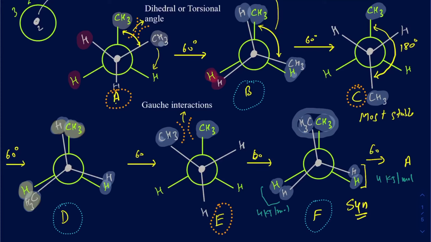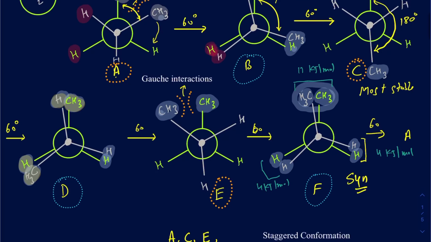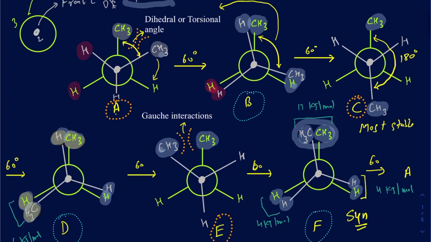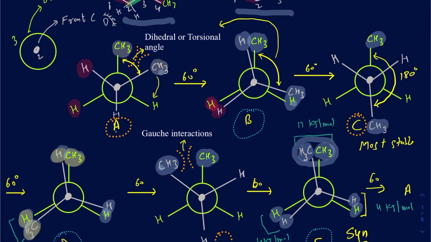When we're looking at your methyl interactions, like in this particular case, their energy cost is about 11 kilojoules per mole. And then when we're looking at hydrogen and methyl, their energy cost is going to be about 6 kilojoules. All right, so this is how you're going to be finding all these energies and conformations, and determining which one is going to be more stable.